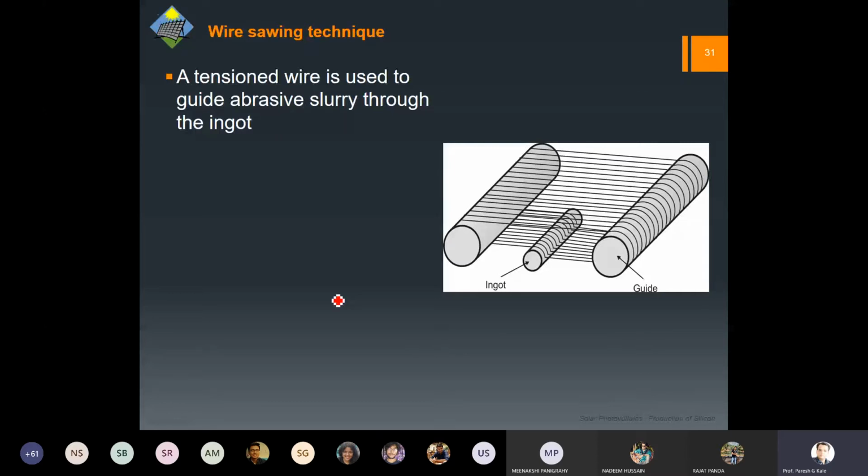There is something called a sand blaster, a very fine particle of sand. If you put it on some surface, it will blast it and smoothen it. So sand blasting is also done to smoothen the surface. In a way, it is cutting. So the point is that here wires can be used.